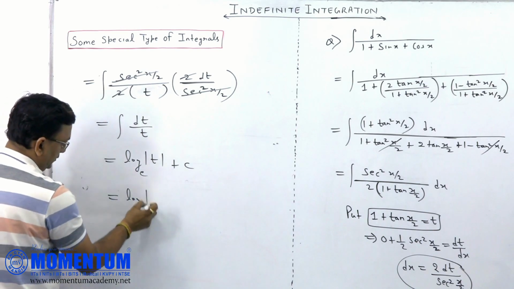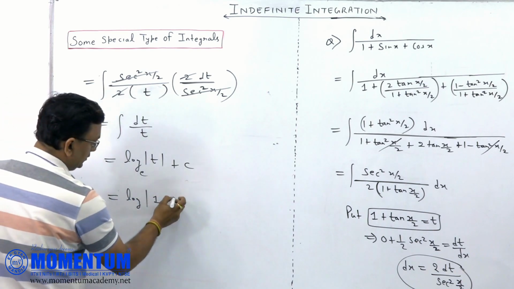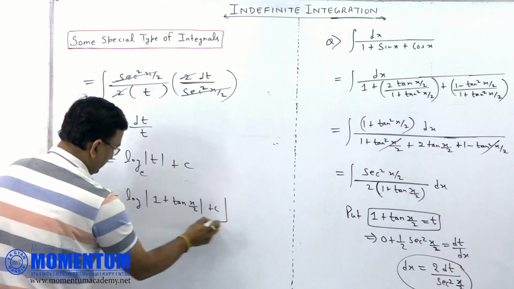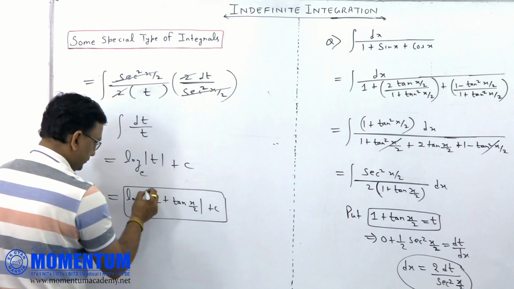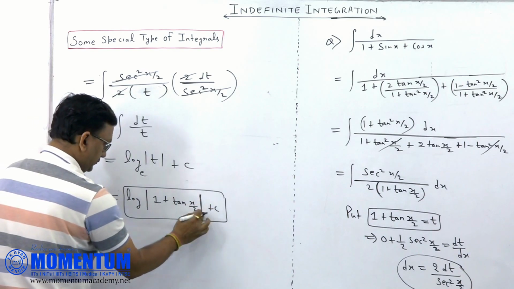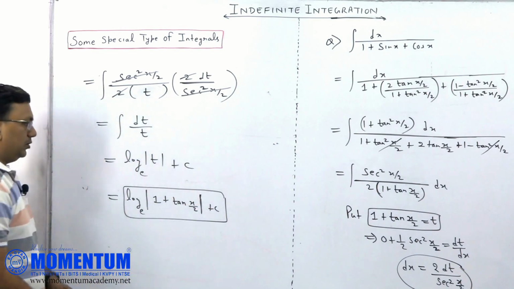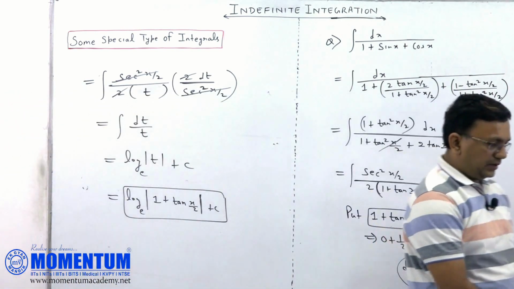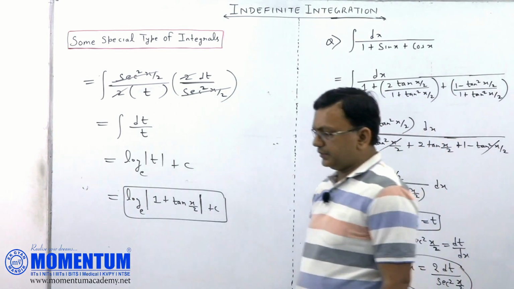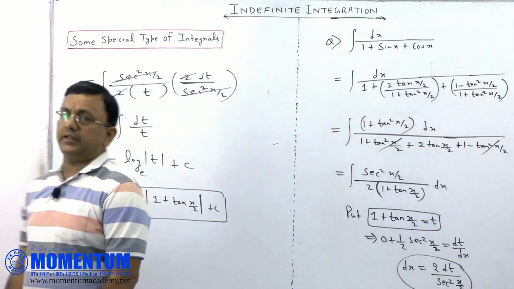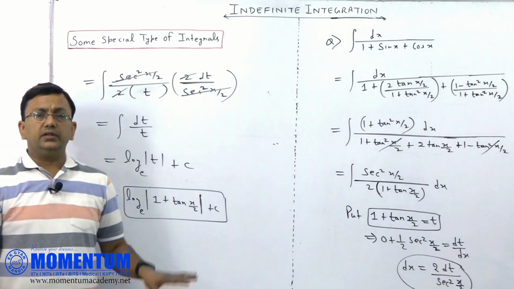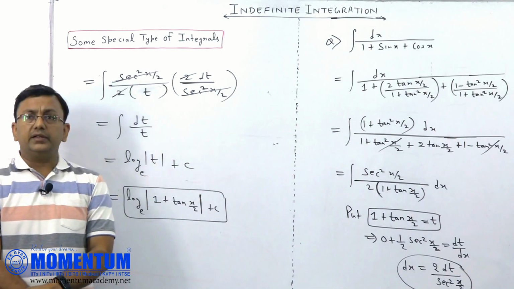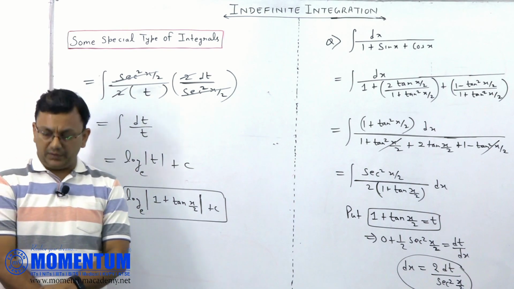In place of t, 1 plus tan of x by 2. That's our answer. Log of mod of 1 plus tan x by 2, that is our answer. So we are talking about special integral number 7, where denominator has terms of sine and cos with power 1.